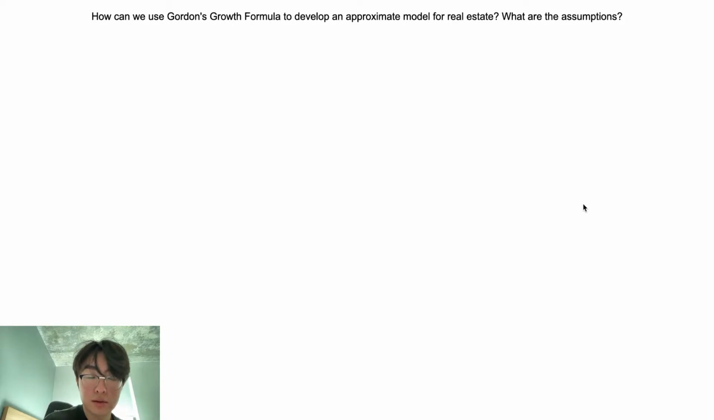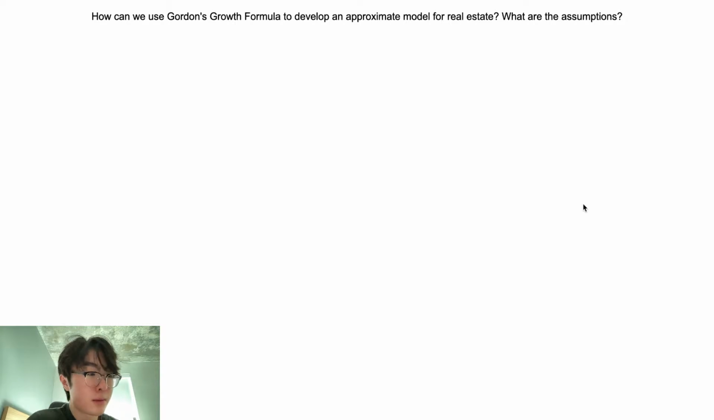How can we use Gordon's growth formula to develop an approximate model for real estate? What are the assumptions? We can use Gordon's growth formula to develop an approximate model for real estate by trying to... I think we can use it to predict the cash flows we receive on our property.